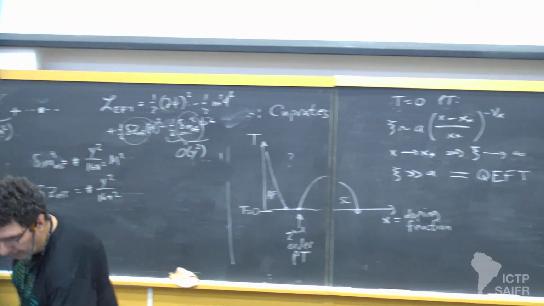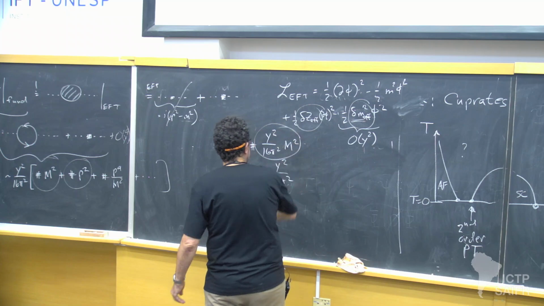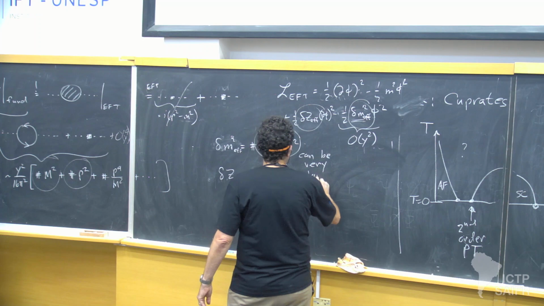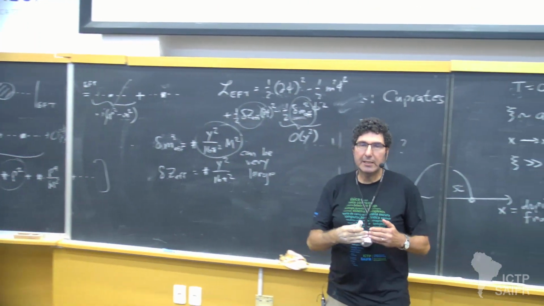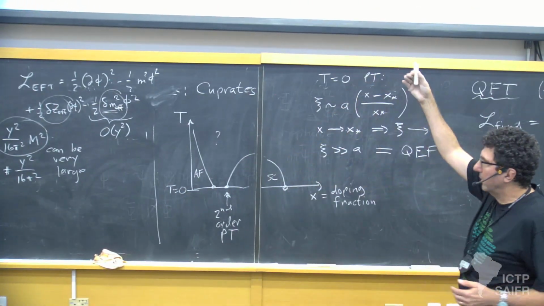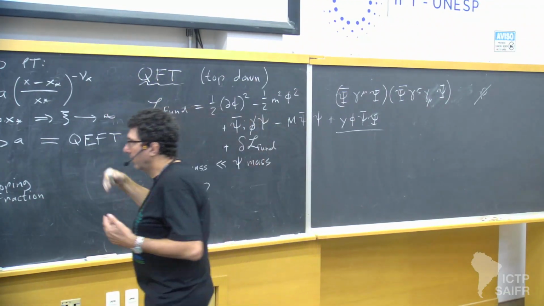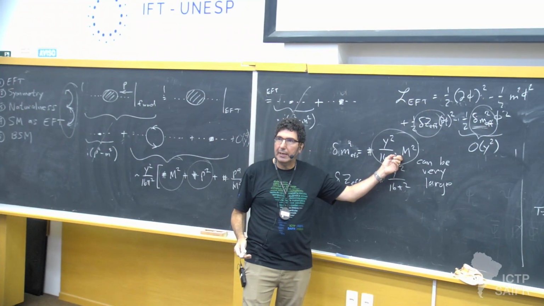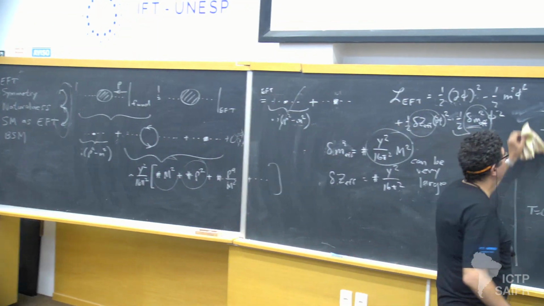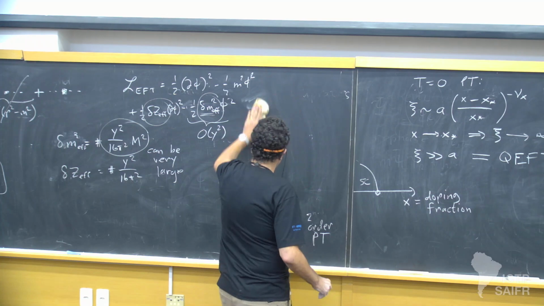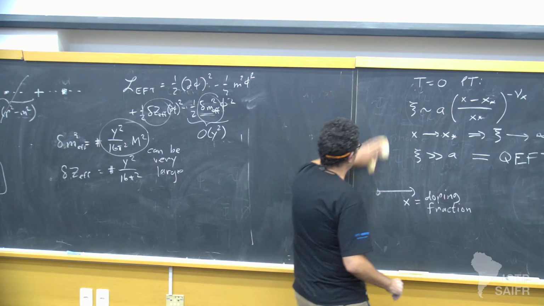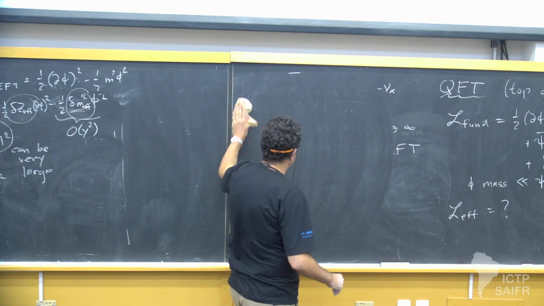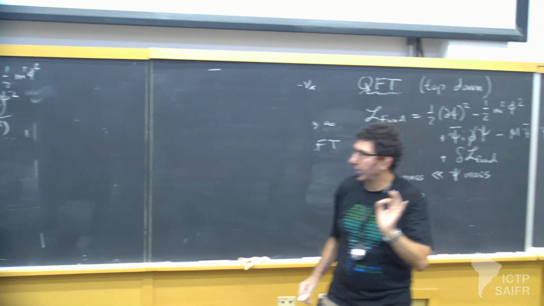What's interesting is that this can be very large, if I'm imagining that capital M is many orders of magnitude higher than the mass that I'm interested in for the scalar. So let's make that concrete. Because this term can be very large, I've got to be very careful about what is a physical mass and what is just some mass parameter.